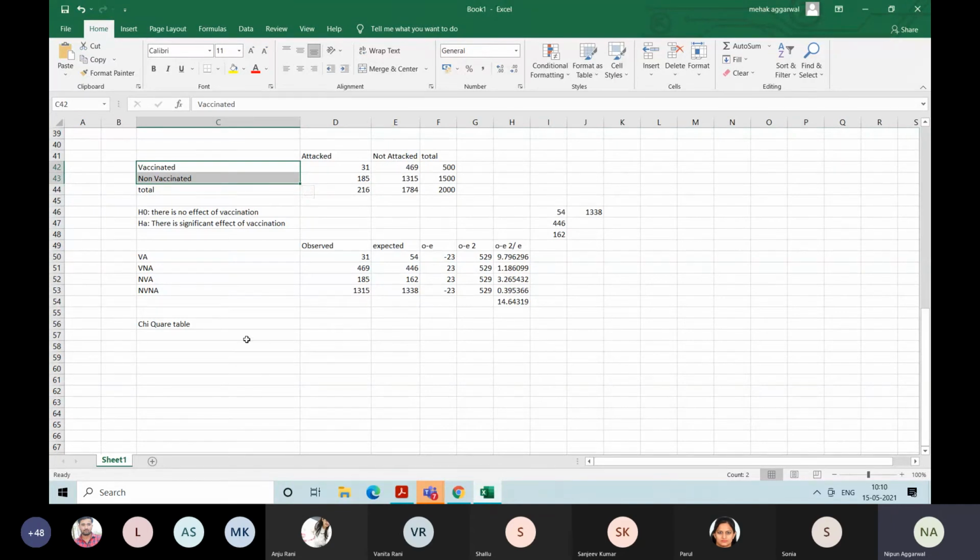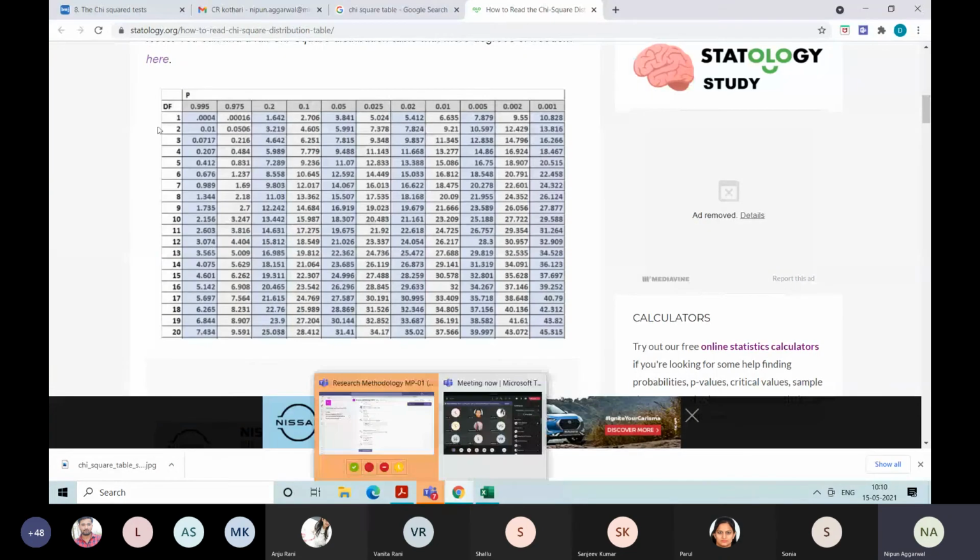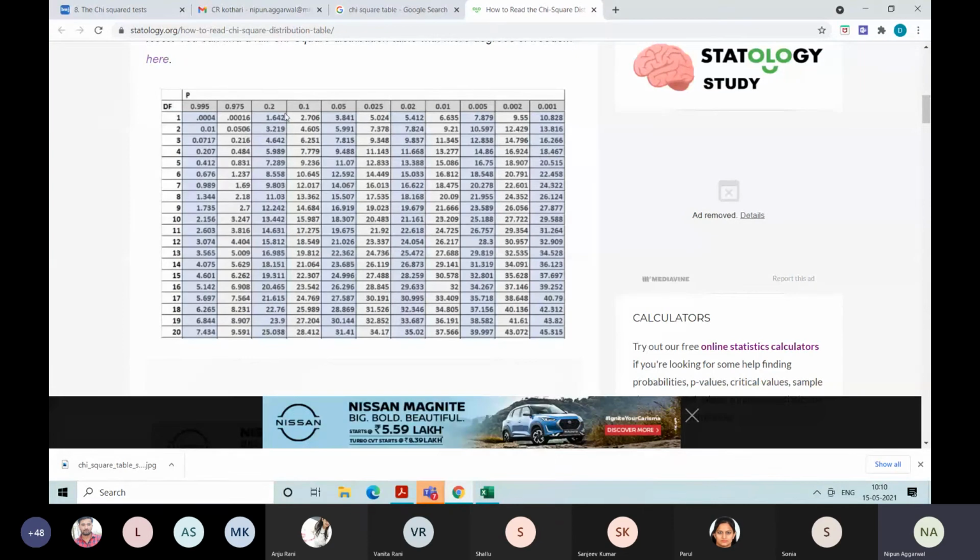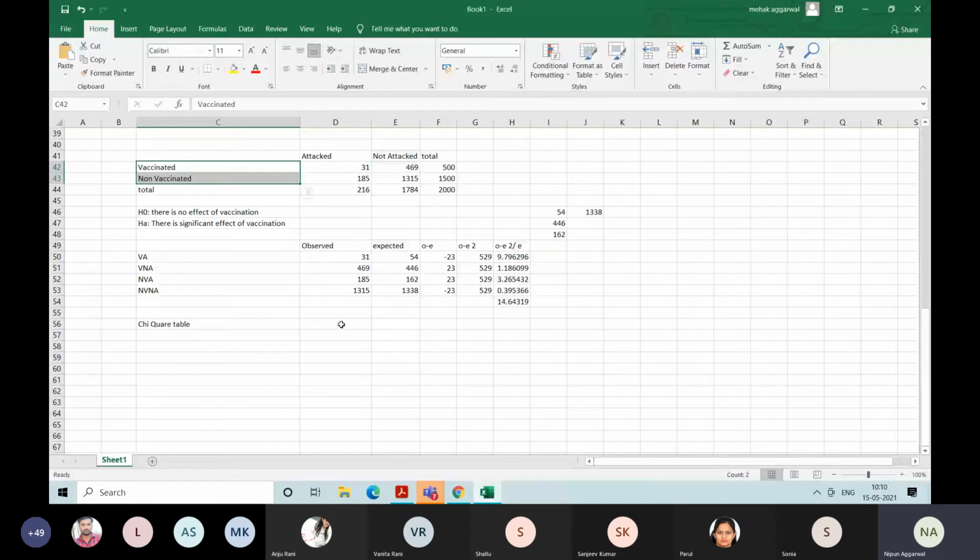So you have to check for 1 degree of freedom at 5%. If you check 1 degree of freedom at 5%, it comes out to be 3.841. So the chi-square table value comes out to be 3.841.